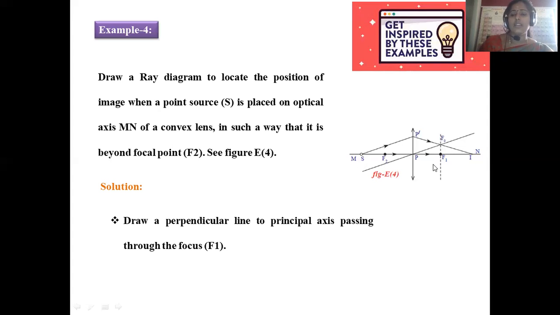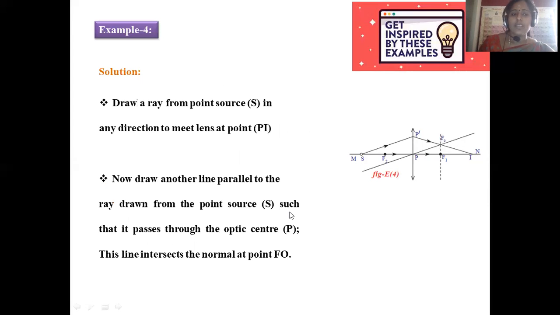The principal axis is nothing but the line which moves from center of curvature 1 to center of curvature 2, passing through the focus point 1, right? So here, what we are doing, we are plotting perpendicular to the principal axis, passing through the focal point. So perpendicular to the principal axis, we are going to draw a line.